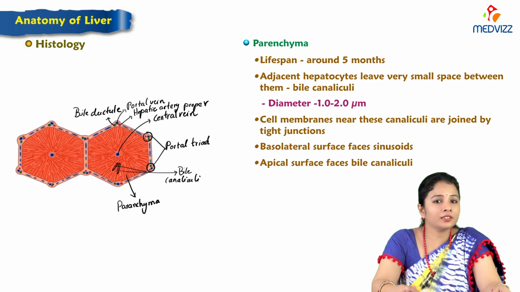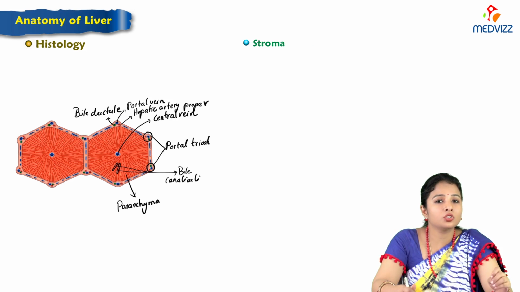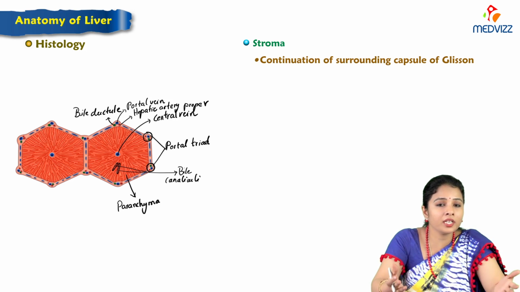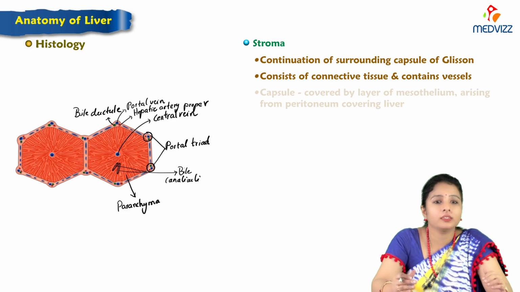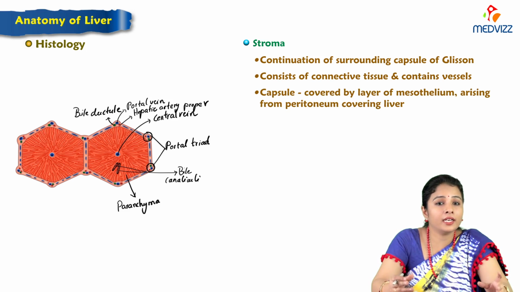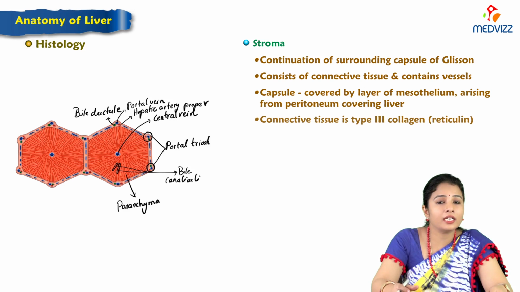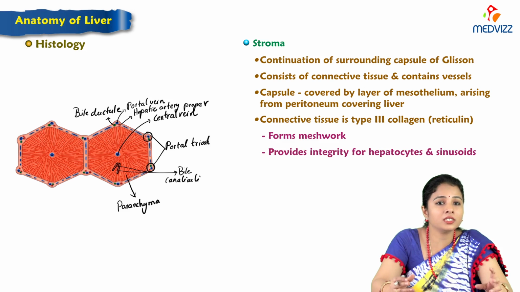Next, regarding the connective tissue or the stroma of the liver, the stroma is the continuation of the surrounding capsule of the liver, called the Glisson capsule. It consists mainly of connective tissue and contains vessels. The capsule is also covered by a layer of mesothelium arising from the peritoneum covering the liver. The connective tissue of the stroma is made of type 3 reticulin or type 3 collagen fibers, which form the meshwork that provides integrity for hepatocytes and sinusoids.